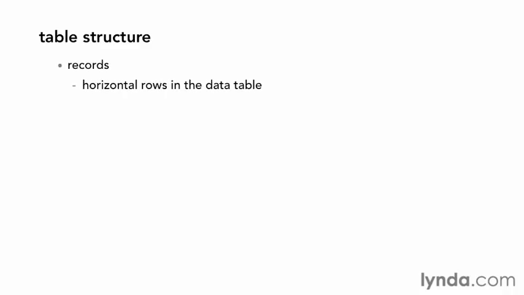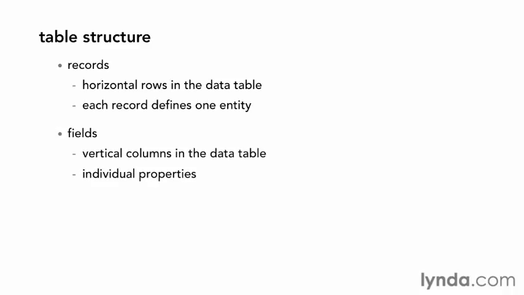Their horizontal rows are called records. Records are an unbroken chain of properties that describe a single entity. For instance, in an employees table, you would have a record for each individual in the company. Fields are the vertical columns. Each field in a table is a single property that is being tracked for each record. Each field can hold data of a single data type.